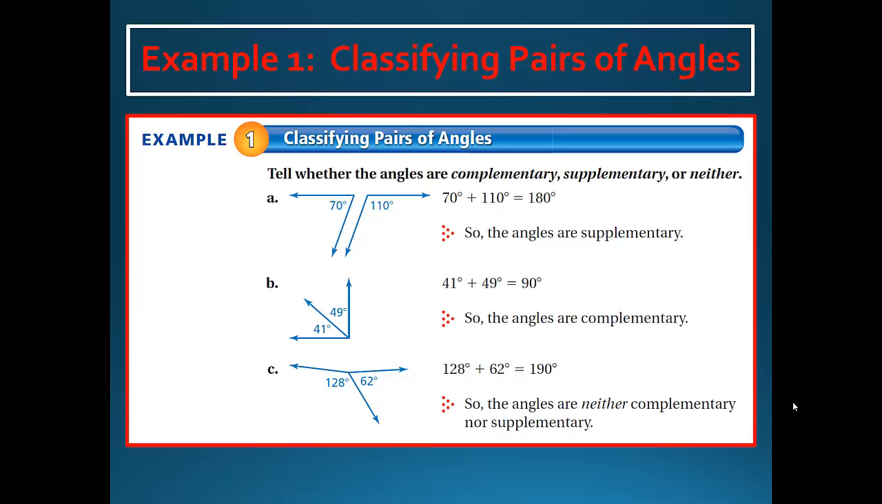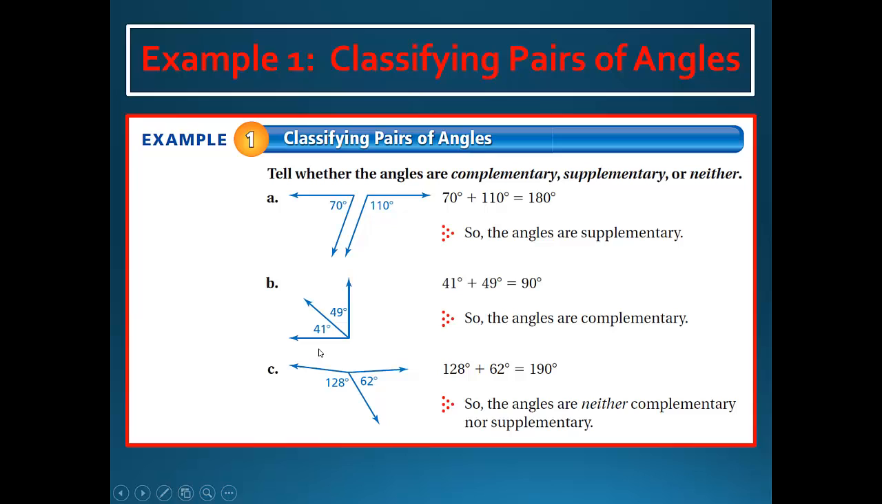Now we'll look at example 1. We're classifying pairs of angles. Tell whether the angles are complementary, supplementary, or neither. For A, our two angles are 70 degrees and 110 degrees. If we add 70 degrees plus 110 degrees, we get 180 degrees. So the angles are supplementary.